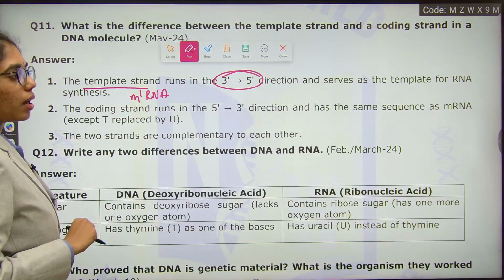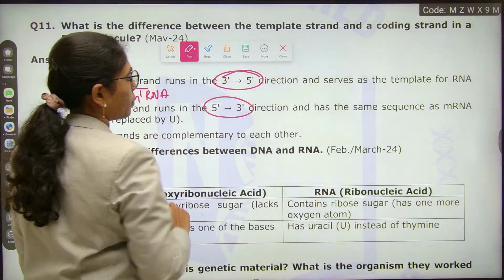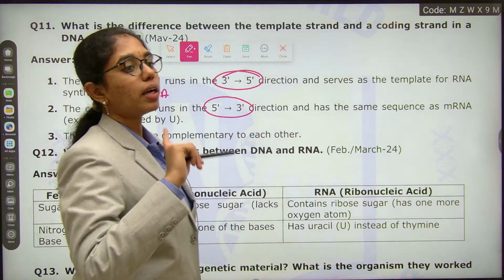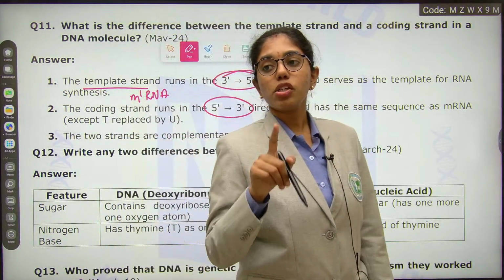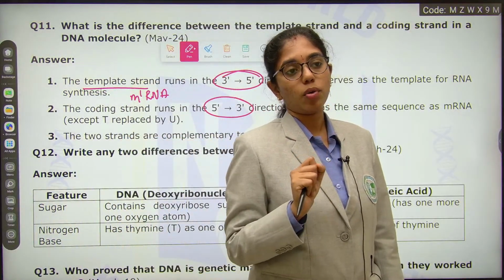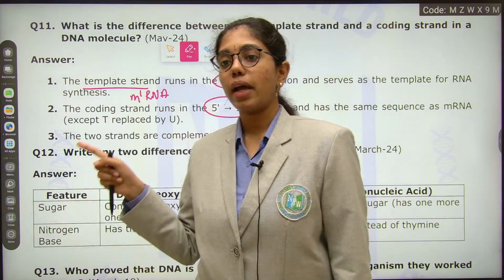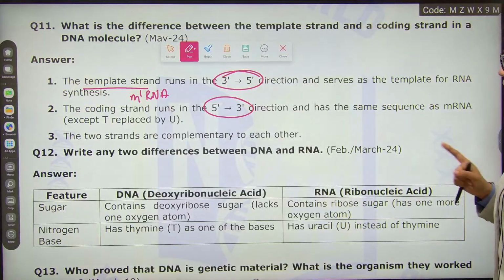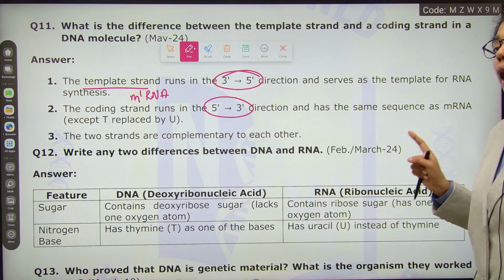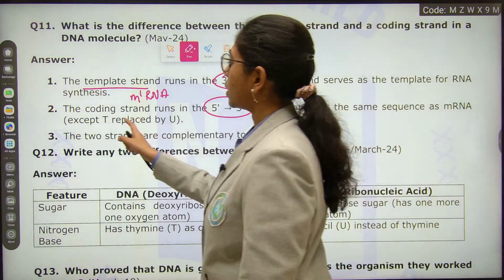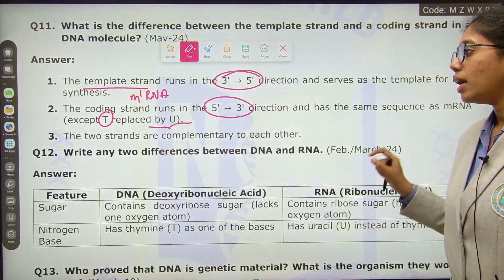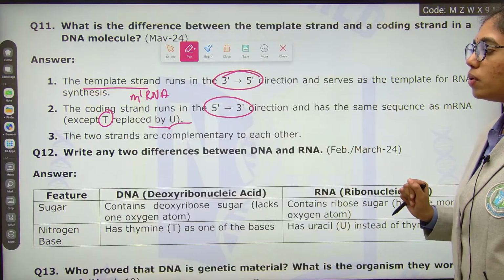The coding strand runs from 5' to 3' direction and decides the position of promoter and terminator. The 5' region of the coding strand will be the promoter region and the 3' end of the coding strand will be the terminator region. It has the same sequence as RNA, except in the place of thymine it will be replaced by uracil. Clear? The two strands are complementary to each other.